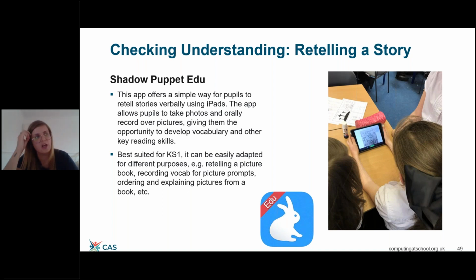So they can verbally talk, and they have a draw tool as well, so they could highlight certain words and explain their word choices over the top. In Key Stage 1, what I used to do was print off all the pictures from a story. So if I had a picture book, for argument's sake, I'd have all the pictures on.